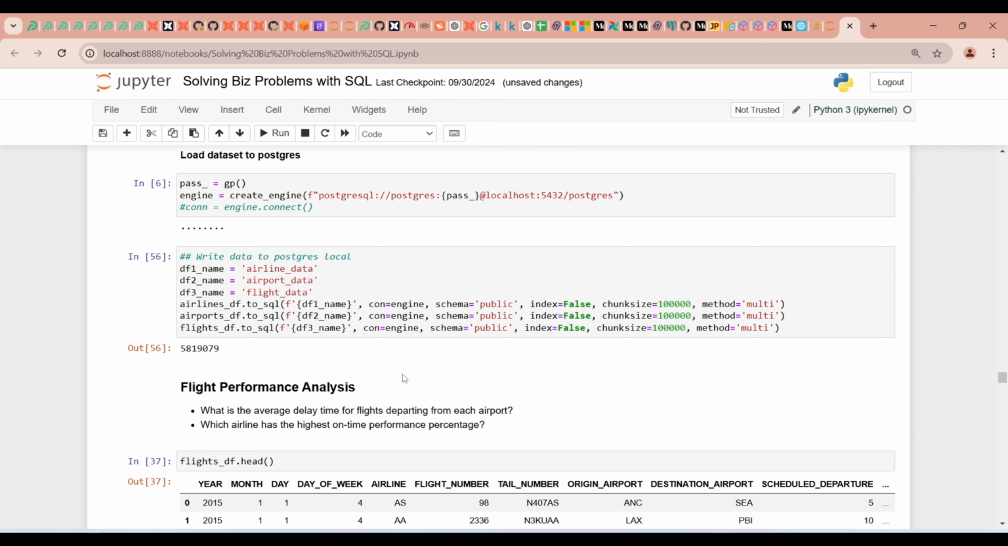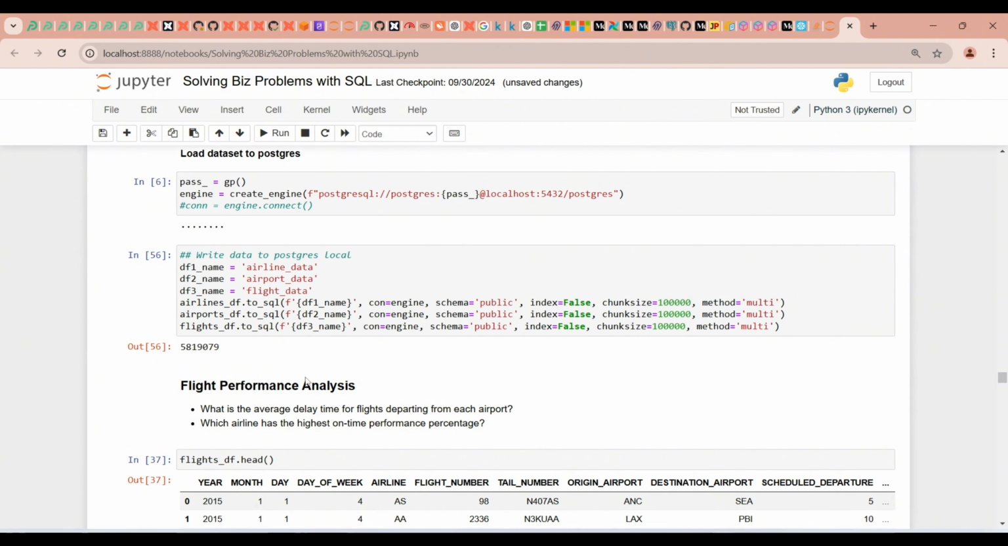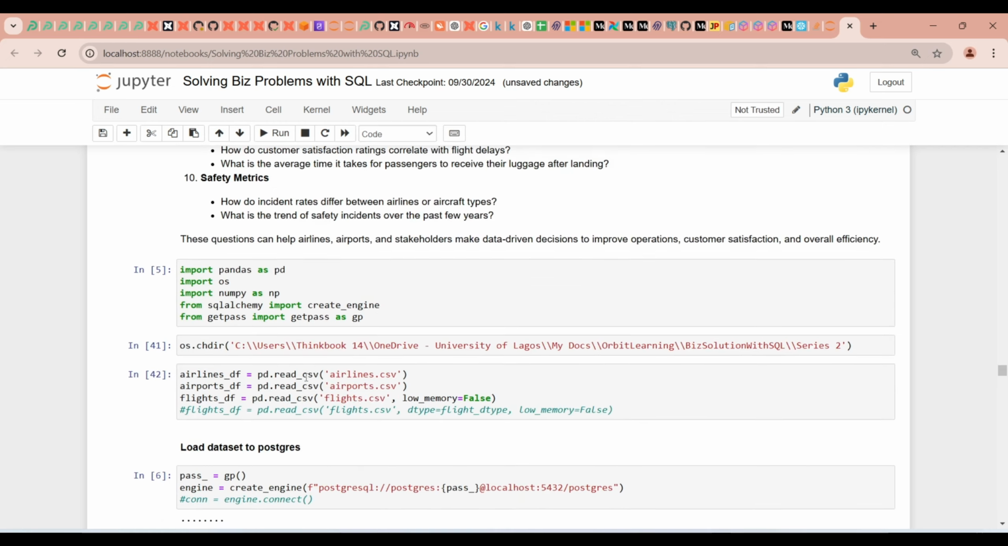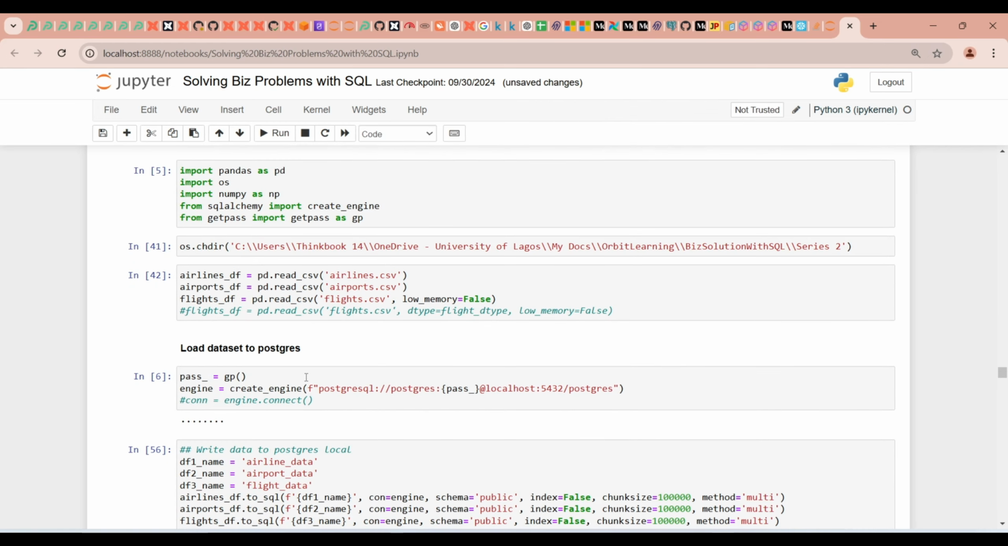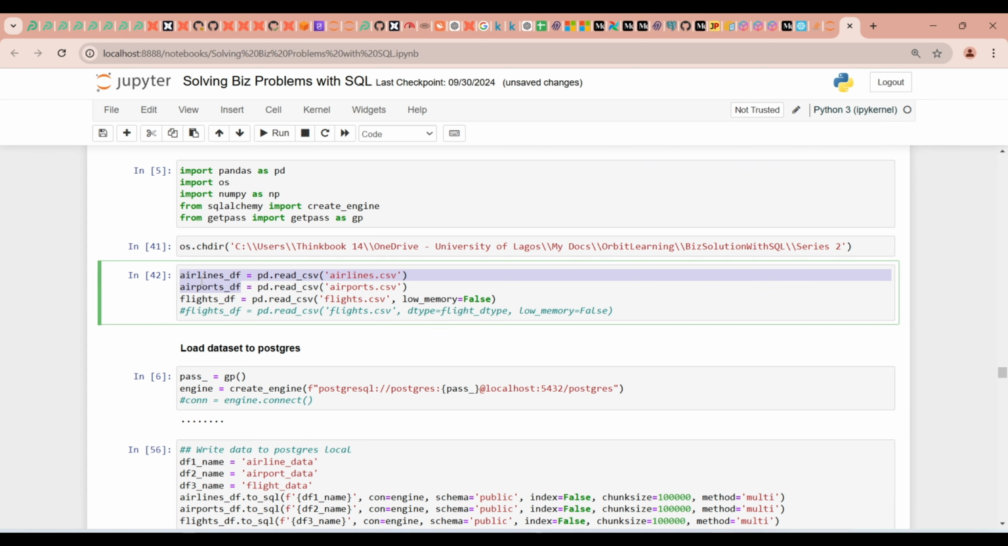In this particular episode, we're going to be analyzing flight data, using strictly SQL to answer some business questions. Stay with me as we go about doing this. We have flight data. We have three data sets in this context: the flights, airports, and airlines.